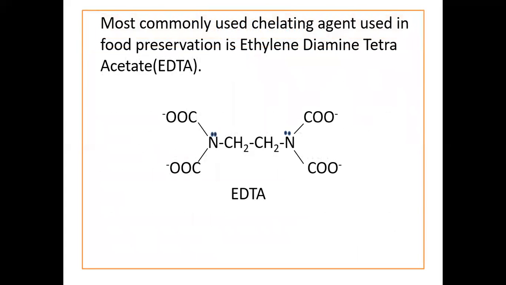Please remember, the most commonly used chelating agent is ethylene diamine tetra acetate, that is EDTA. This is the molecular formula of EDTA. EDTA can combine through coordination bonds with metal ions, meaning the transition metal ions present in food molecules, and prevent putrefaction. Okay, here EDTA stands for ethylene diamine tetra acetate.